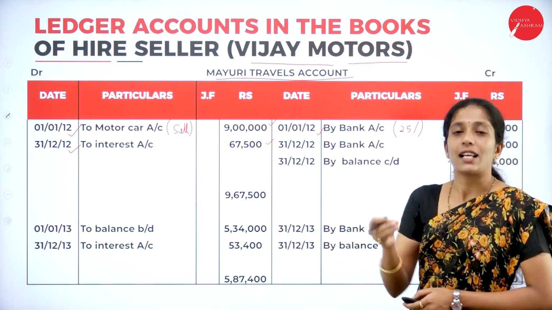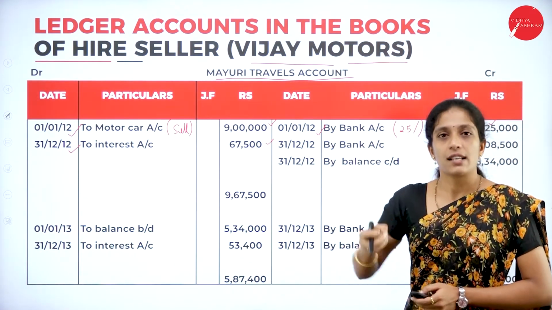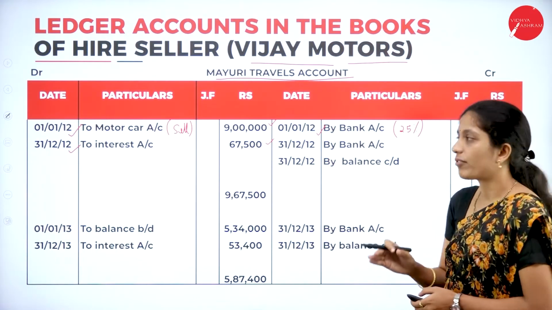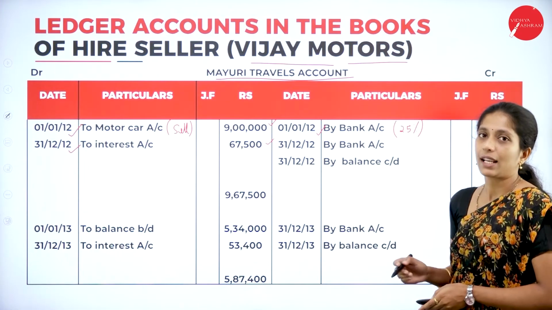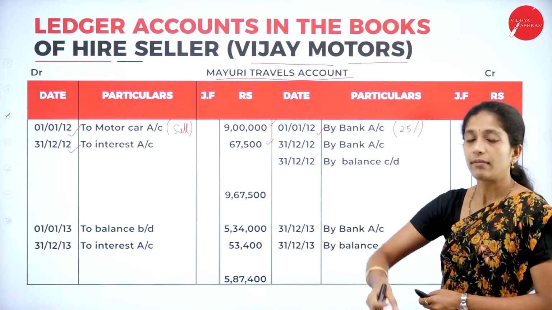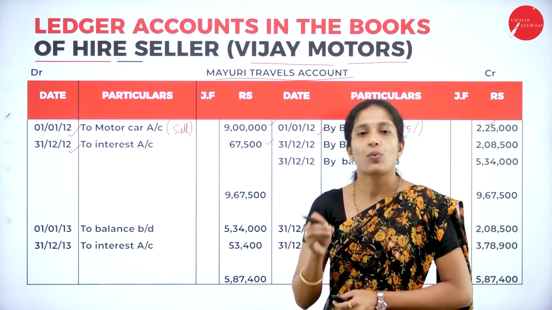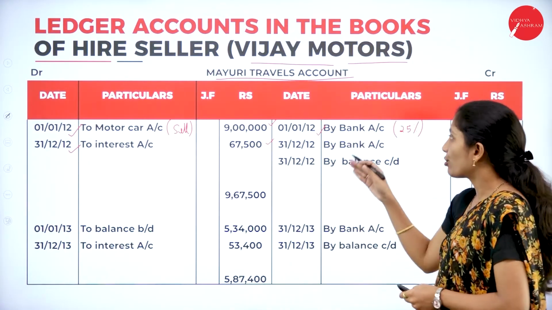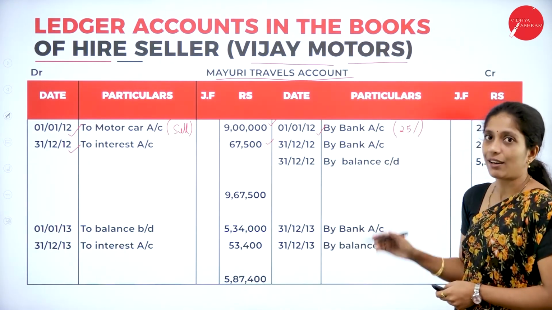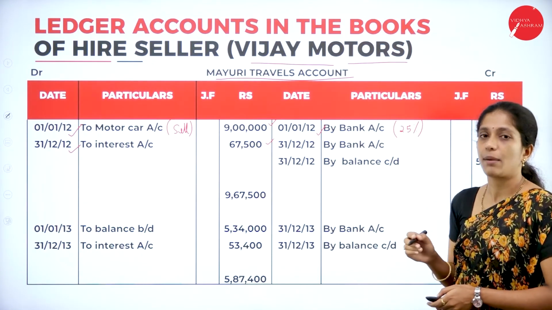Next, what are we going to do? The hire seller is receiving the installment amount at the end of the financial year, 31/12/2012, by bank account. So when the installment is received, what is the entry? Bank account debit to hire purchaser account. So how do you record here? By bank account, that is receiving of installment amount.